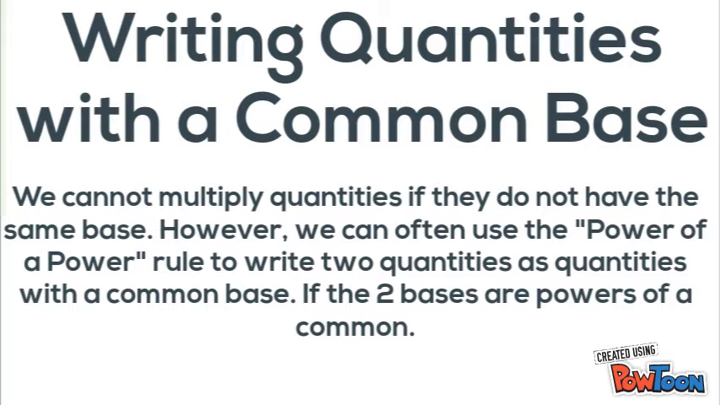Writing quantities with a common base. We cannot multiply quantities if they do not have the same base. However, we can often use the power of a power rule to write two quantities as quantities with a common base, if the two bases are powers of a common base.